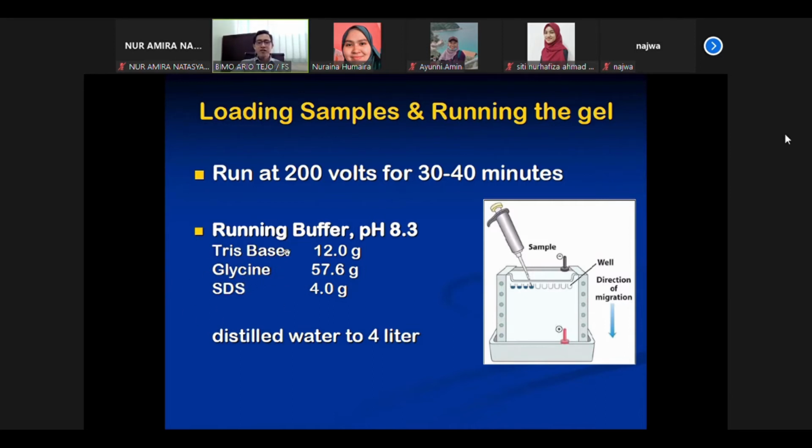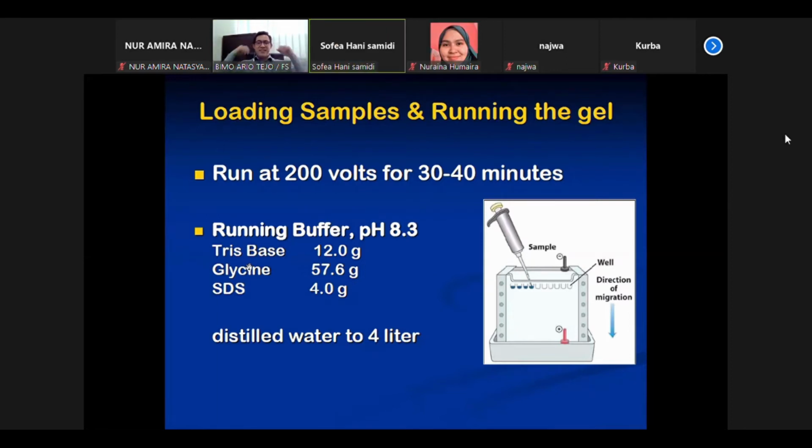So dalam buffer ni dia ada Tris. Tris is a base. And then glycine. Glycine is to stabilize the protein. And then SDS. SDS is the detergent. Why do we put detergent? Kenapa kita guna detergent? Because... dah lupa dah. What is the purpose of detergent here? What is the purpose of SDS here? Baru je.